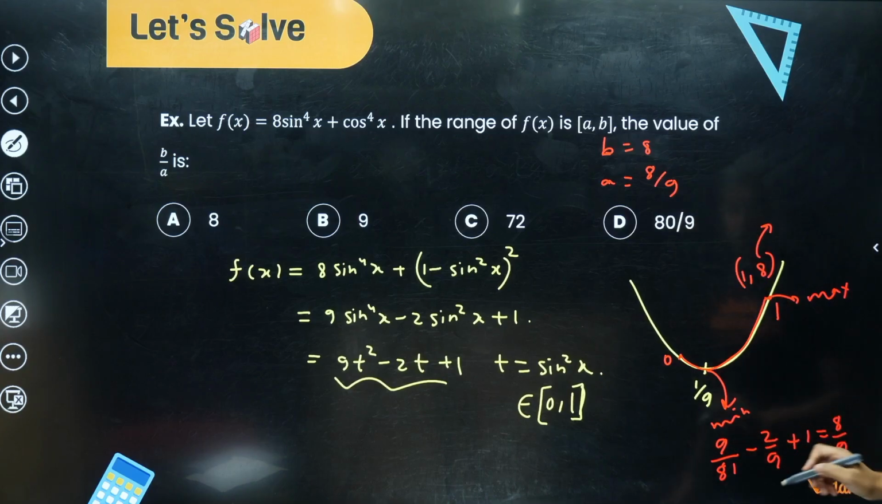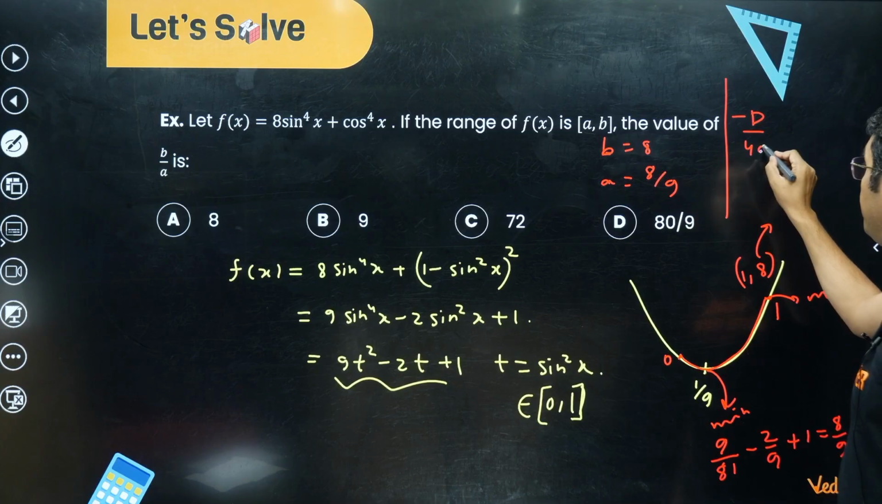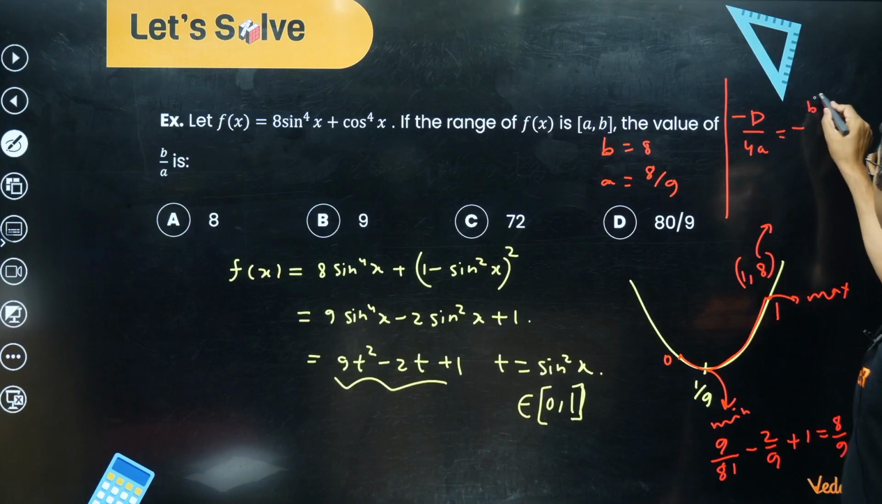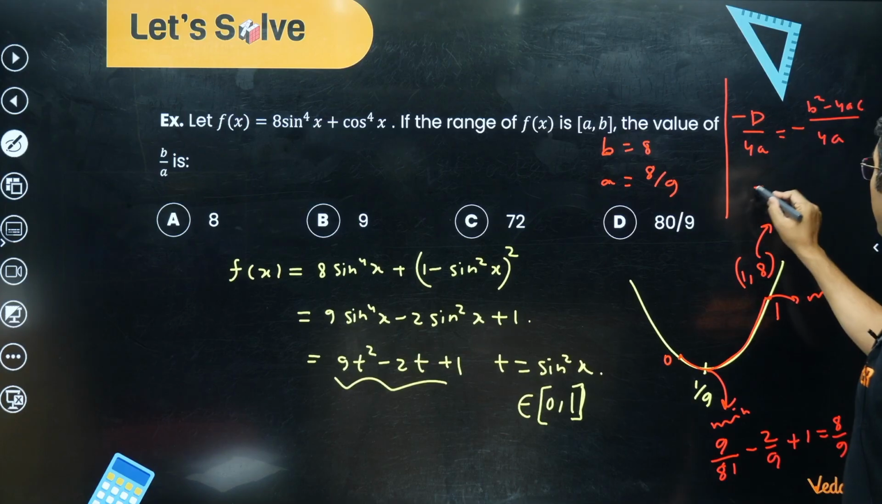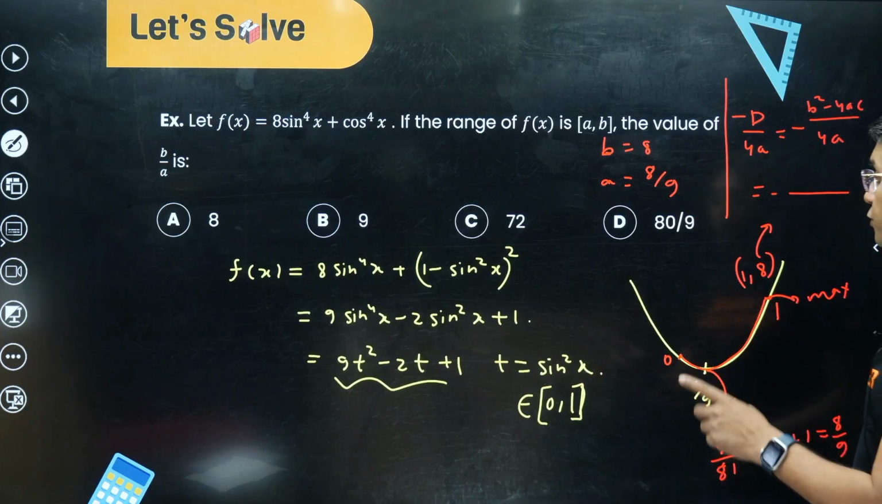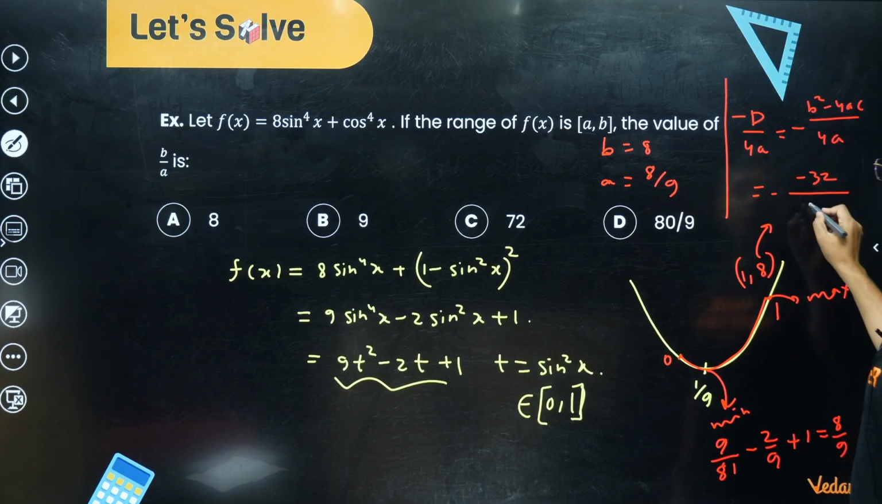Dear students, I told you the minimum value is also given by minus D upon 4a, if you remember. D means b square minus 4ac, the discriminant, upon 4a. That way also you can find it. The value of b is 2, so 2 into 2, 4. 4 minus 36, so minus 32 will be here, upon 4 into 9.